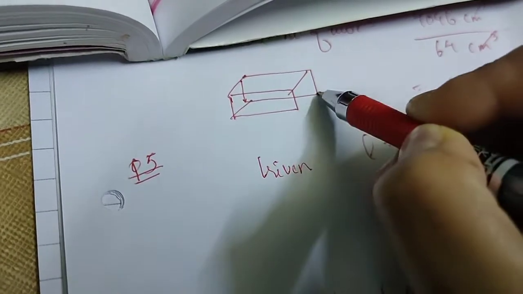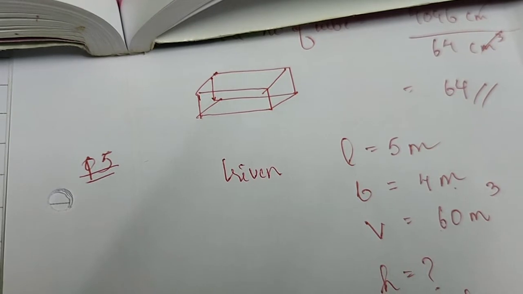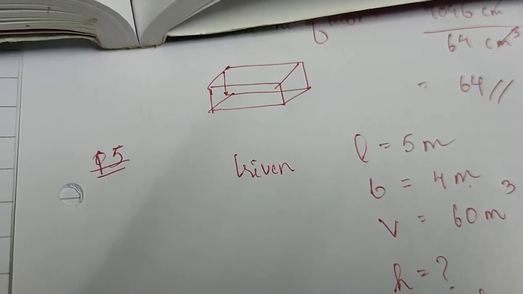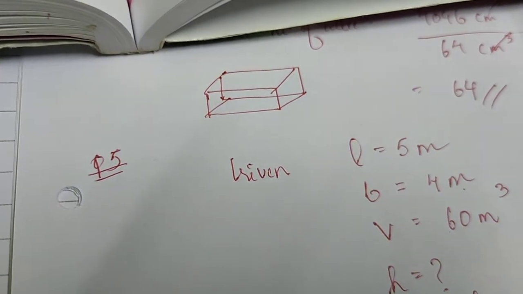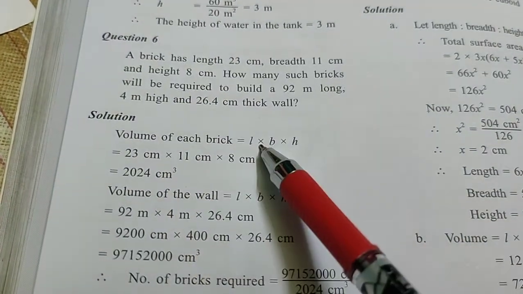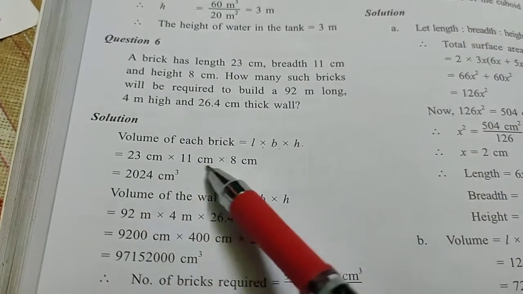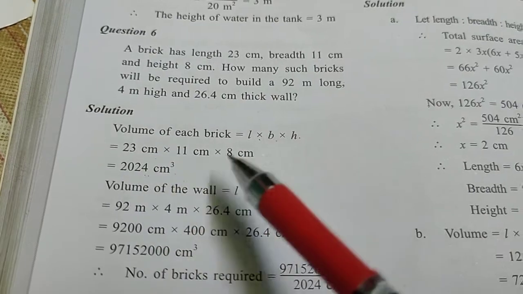You will see brick, which is used for building houses. It is in a rectangular shape, not a cube shape, so it takes the shape of a cuboid. That's why for a brick the volume will be length into breadth into height. You put the values all in centimeter. So you got this.